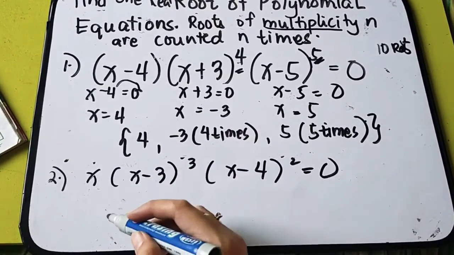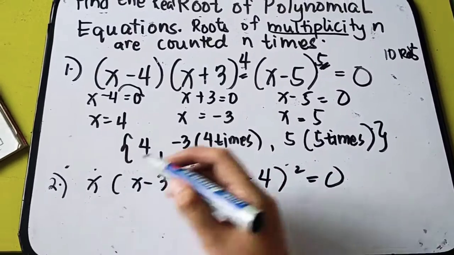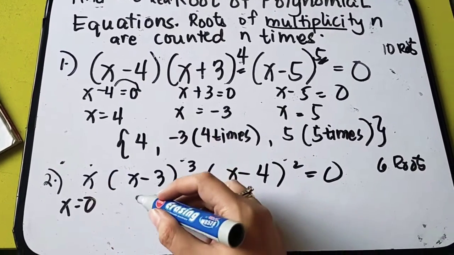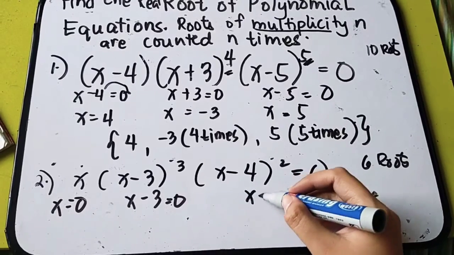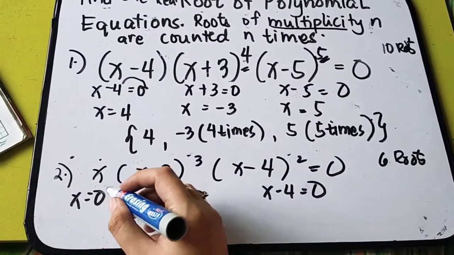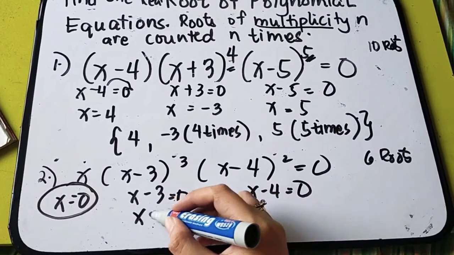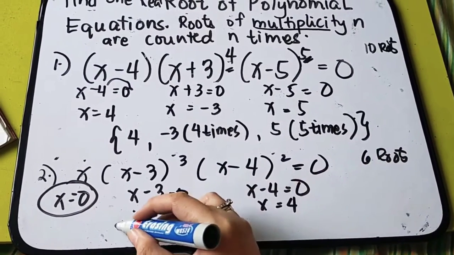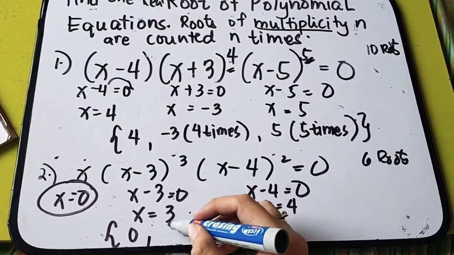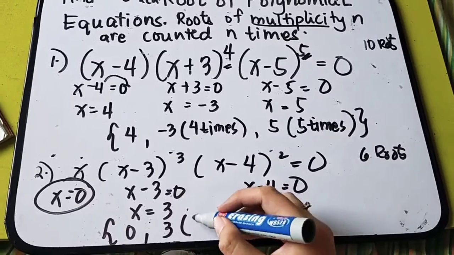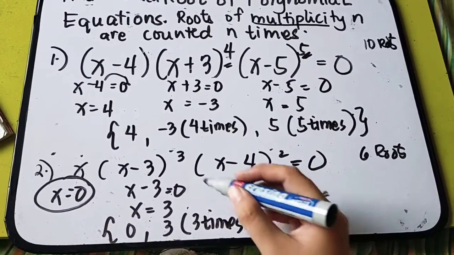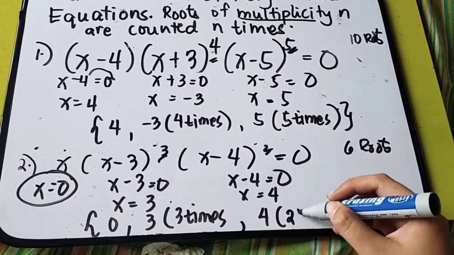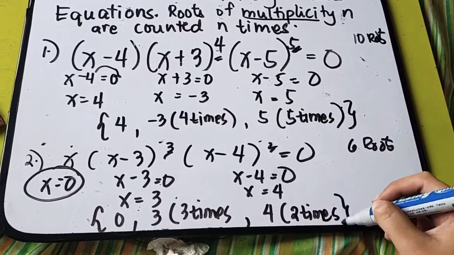Okay, next we have here x. Our count here is 3, 4, 5, 6, so 6 roots. Then we equate x to 0: x equals 0. x minus 3 equals 0. x minus 4 equals 0. Then solve. So you have x equals 0, x equals positive 3, and x equals positive 4. When you write your answer, we have here 0. Then we have 3. How many times is 3? We have 3 times because its exponent is 3. Next, we have here 4. Its exponent is 2, so 4, 2 times. Okay? That is all.